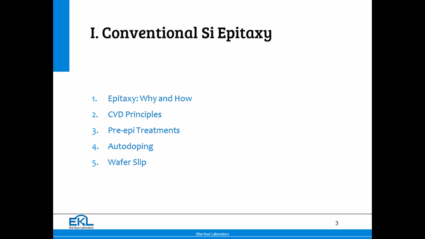Conventional epitaxy to start with. Why and how? I have to tell you a little bit about CVD in order to understand what's going on. And a couple of issues we used to have and still have in the epitaxy process: pre-epi treatments, auto-doping, and wafer slip.